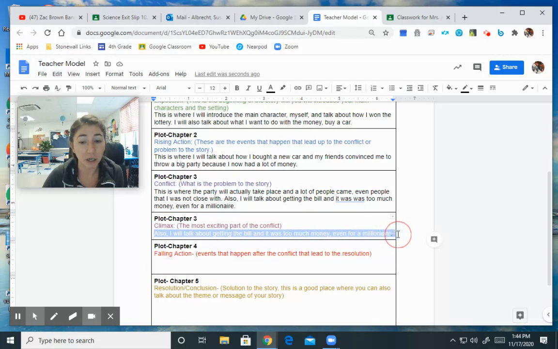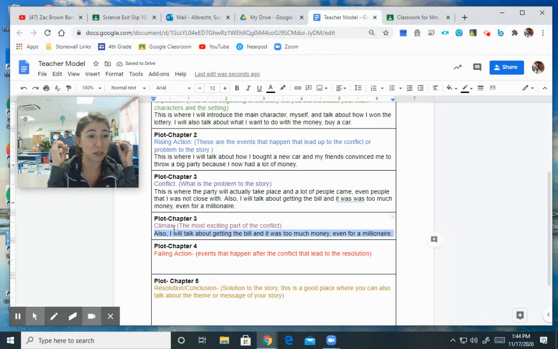Your next chapter, or it's going to be also chapter 3, and it's part of your conflict. And that's the climax. The climax is the most exciting part of your story, the most exciting part of the conflict. And that's part of my conflict, when I get the bill and it's too much money even for a millionaire. Okay? So again, that's part of the climax, the most exciting part of the conflict. So this kind of all ties in together, all chapter 3.